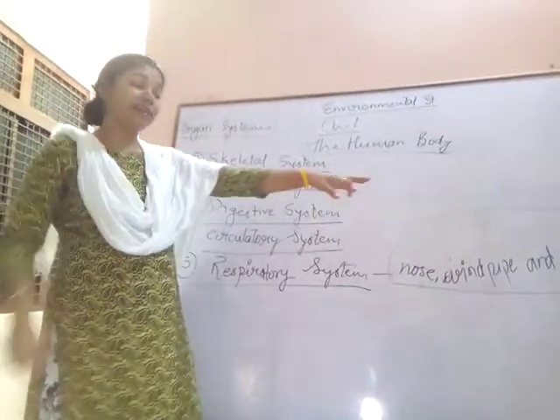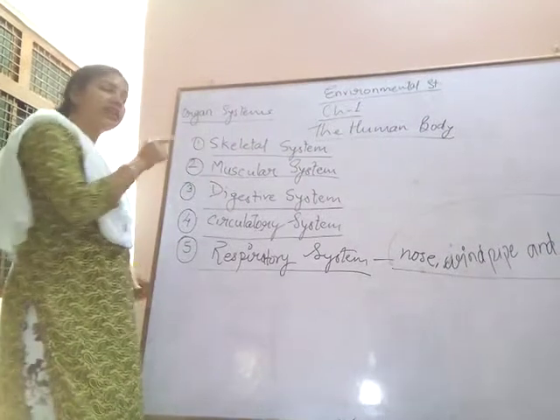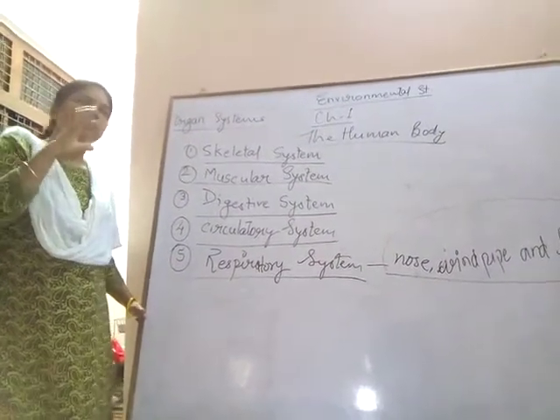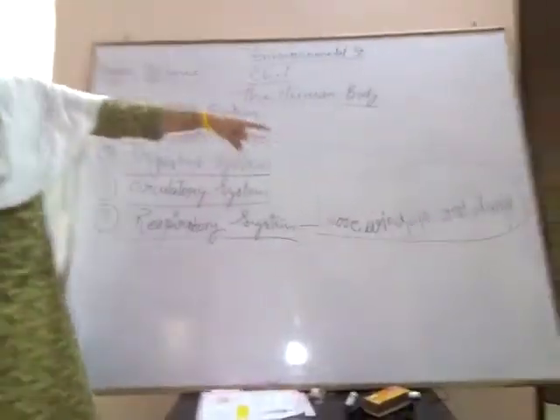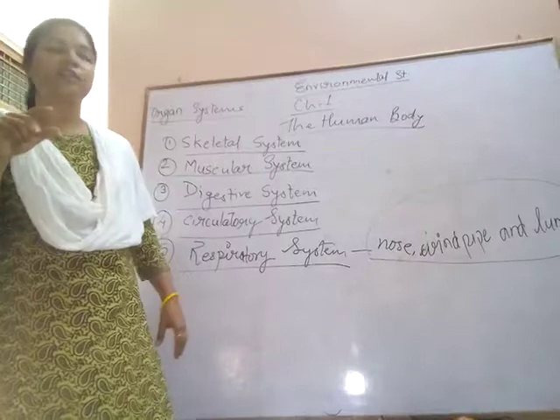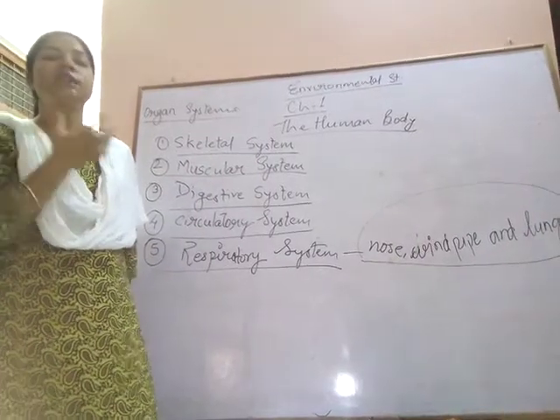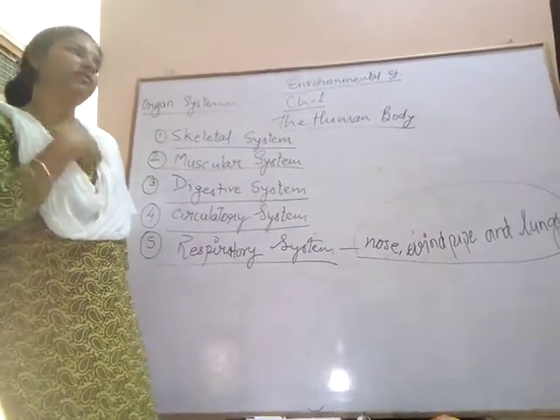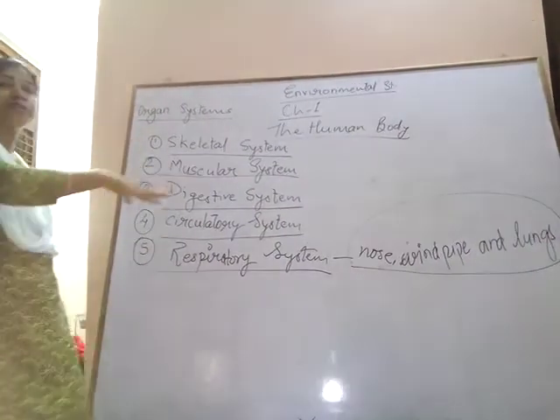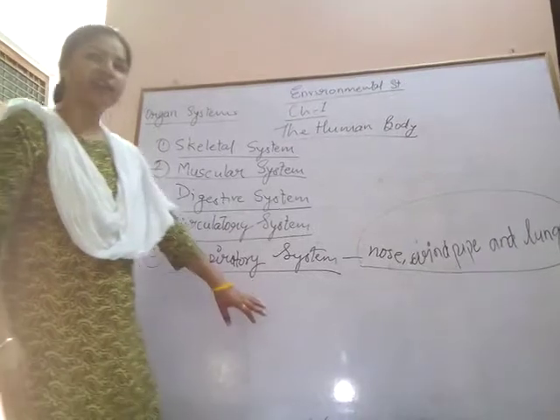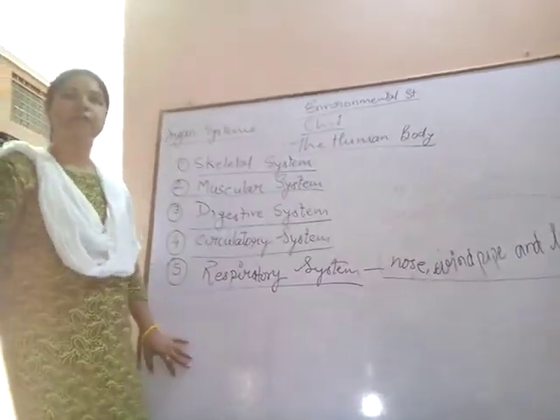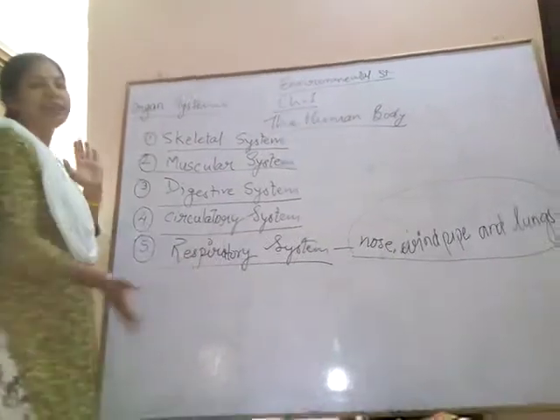How? The carbon dioxide is mixed with the blood and sent to the heart, and then we exhale the carbon dioxide with the help of these lungs. So it is very important to learn all the organ systems systematically so that you can explain it anywhere.